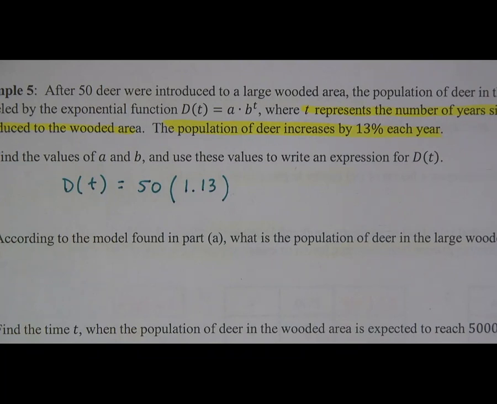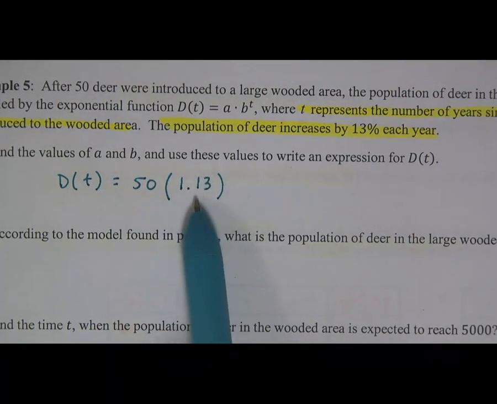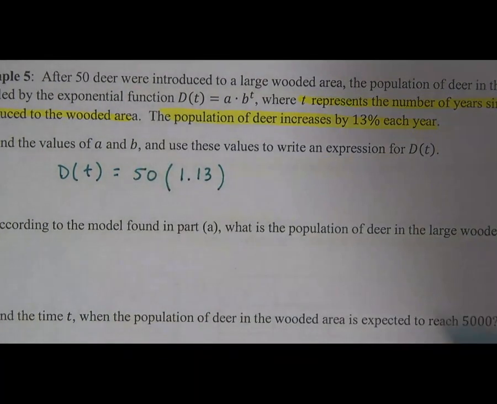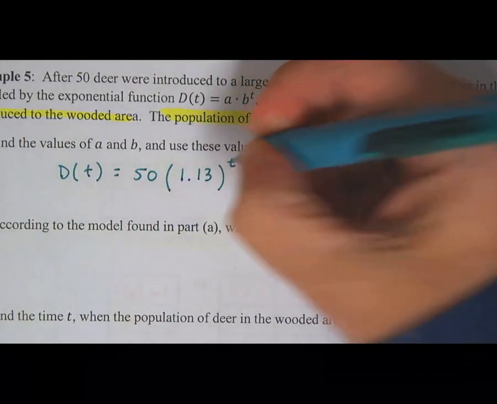And those are the problems you see, like a car depreciating in value. If a car depreciates by 13% each year, then the B value is 0.87. So really, really good questions. Okay, and we're missing something really important there. You need the little T or that.